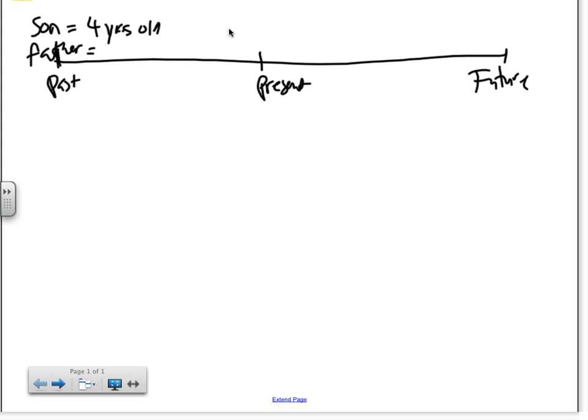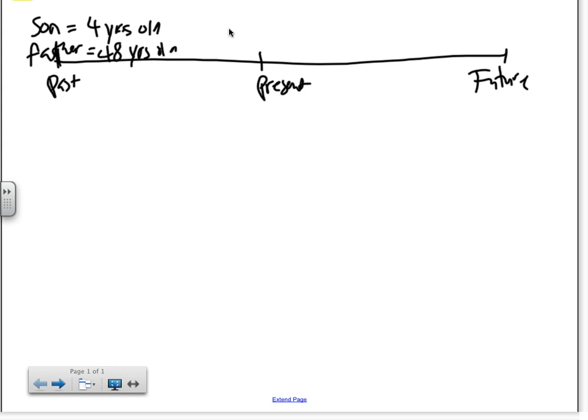12 times 4 is 48. Okay, that's reasonable. 48 years old. Do we agree with that statement? Because the father was 12 times older than his son was in the past, so if the son was 4, then the father has to be 48, right? Makes sense.